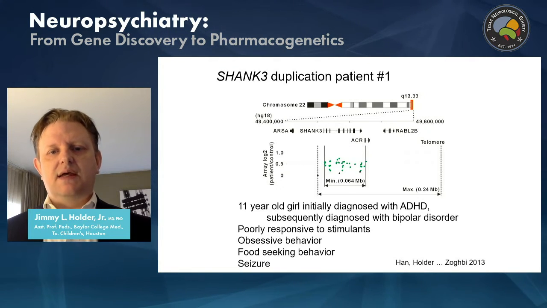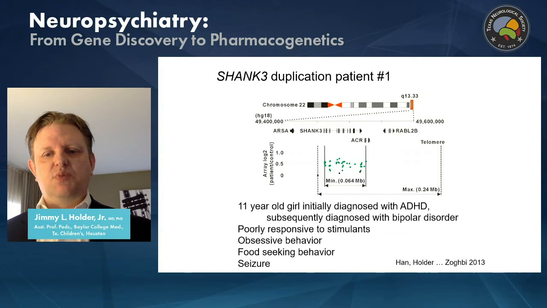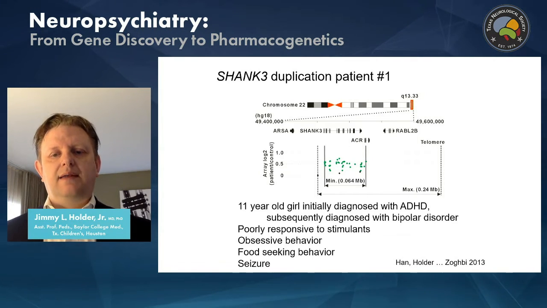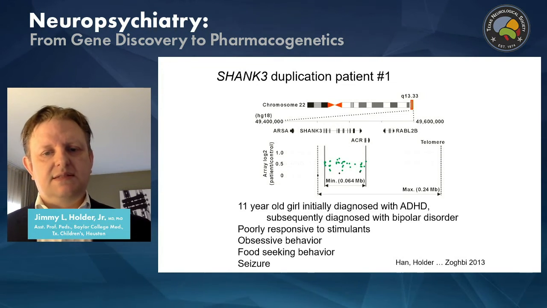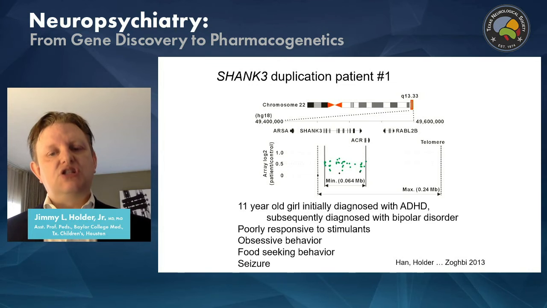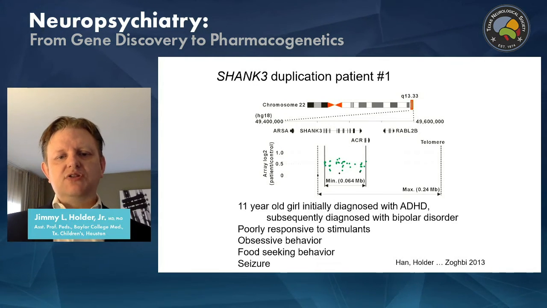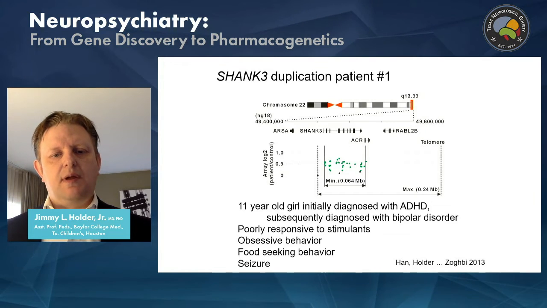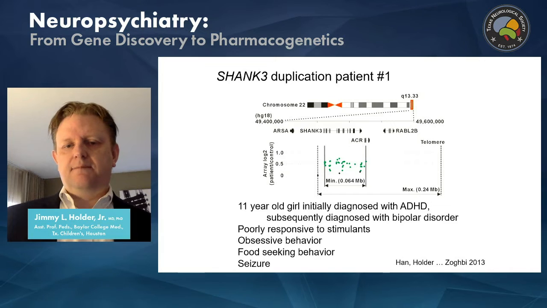One of those patients shown here was an 11-year-old girl, different from the one I discussed previously, who had a diagnosis of ADHD, but also atypical in that she poorly responded to stimulant medications. And she was subsequently diagnosed with bipolar disorder. She also had other behavioral issues, such as obsessive behaviors and food-seeking behaviors, and a history of epilepsy.